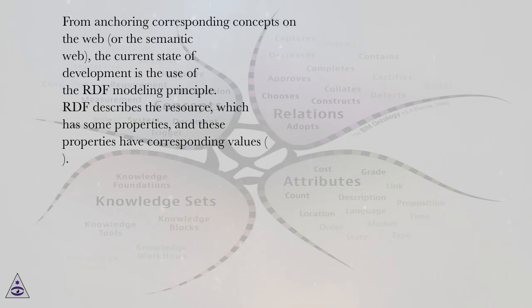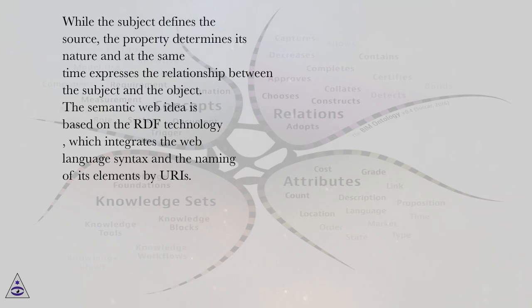From anchoring corresponding concepts on the web, or the semantic web, the current state of development is the use of the RDF modeling principle. RDF describes the resource, which has some properties, and these properties have corresponding values. While the subject defines the source, the property determines its nature and at the same time expresses the relationship between the subject and the object.